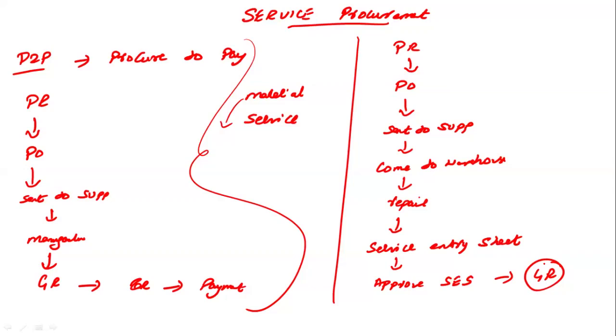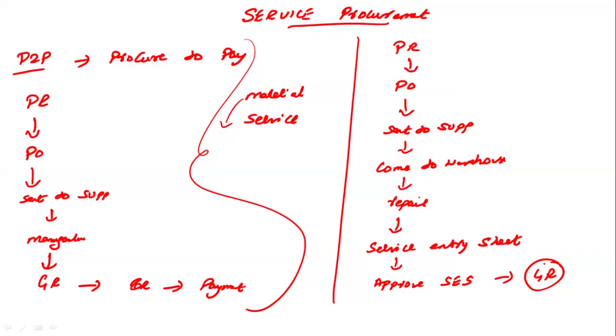For example, you go to a car showroom for your car service. You give your car to the service person. The service person will tell you this is the quotation. These are the spare parts I need to fit. These are the service labor charges, all those things. And that is called a service entry sheet. He will give you a sheet saying these are the parts which are changed and these are the services done. So that is a service entry sheet.